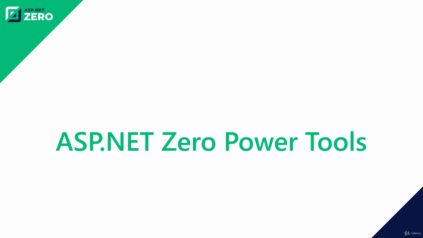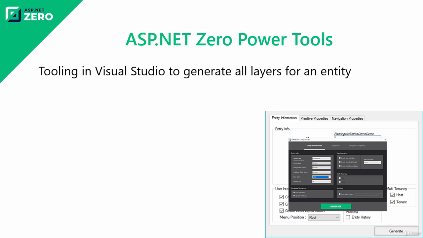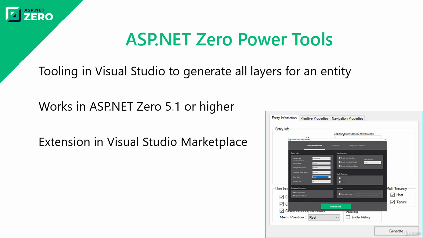Do note that all that we will see here can be done in a manual way, and that's exactly what we will be doing in the next module. ASP.NET Zero Power Tools can be used to generate or scaffold code starting from ASP.NET Zero 5.1. It exists as an extension in the Visual Studio Marketplace. On the screenshot here, you can see the interface of the tool.